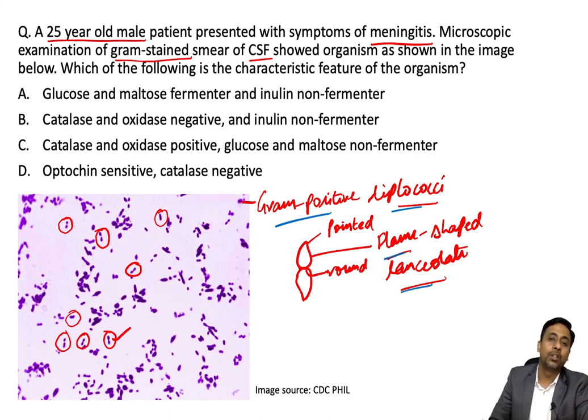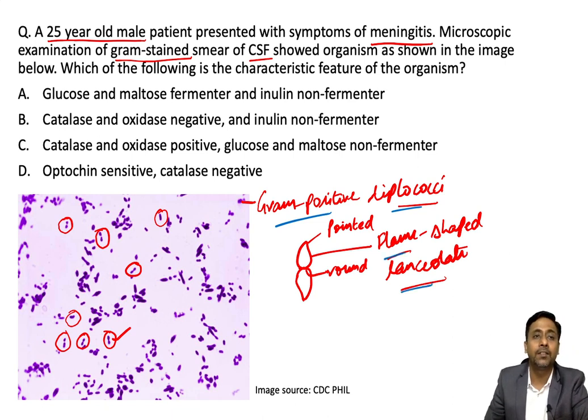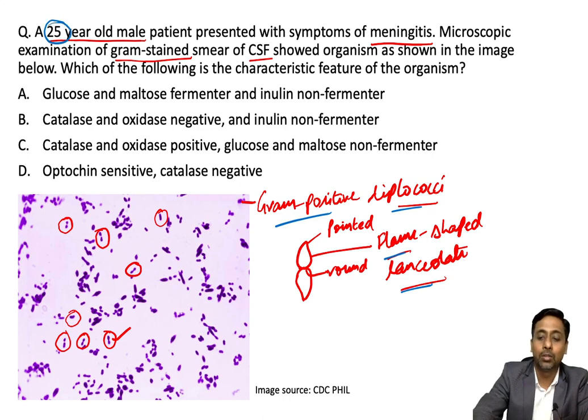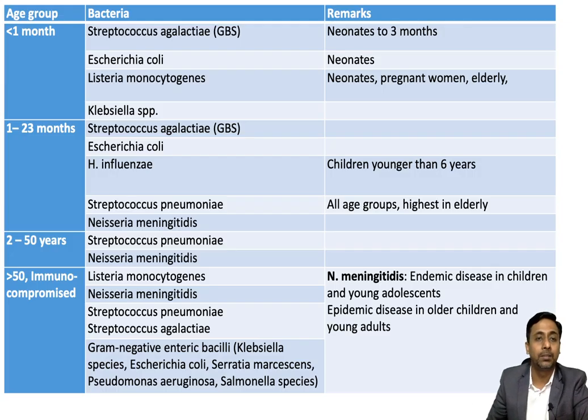So what could be the organism? For that we need to know the common organisms causing infection in adults. If you go through the previous videos on bacterial meningitis, you can get this list. I'll not go into detail of this list because it is already discussed. I will just focus on the age group 2 to 50 years. In 2 to 50 years, there are two common bacteria which cause infection. First is Streptococcus pneumoniae and second is Neisseria meningitidis.